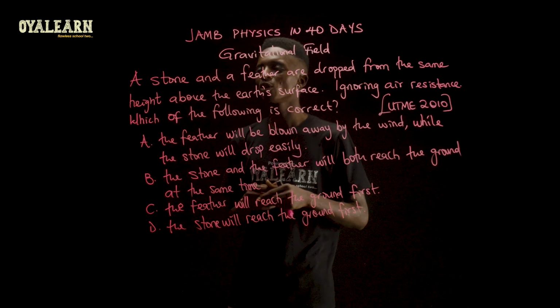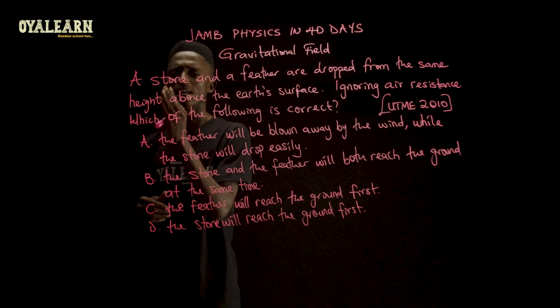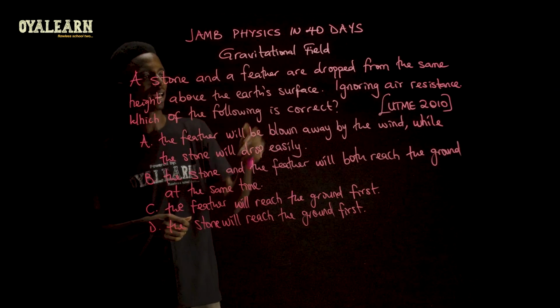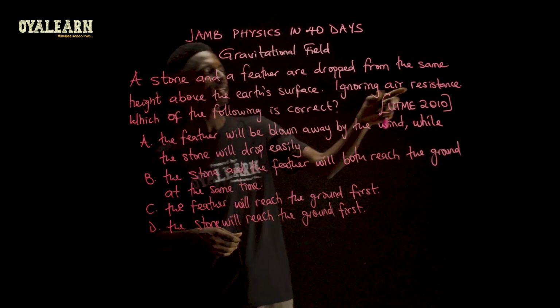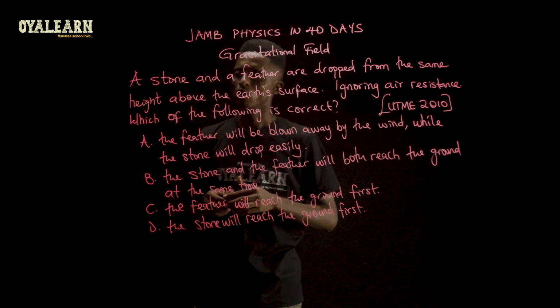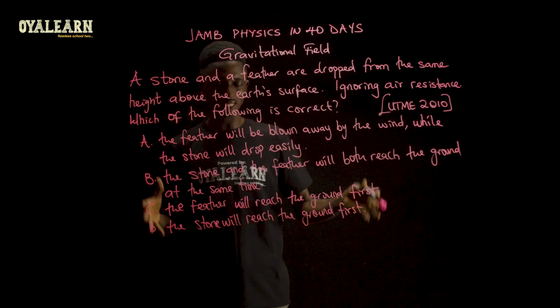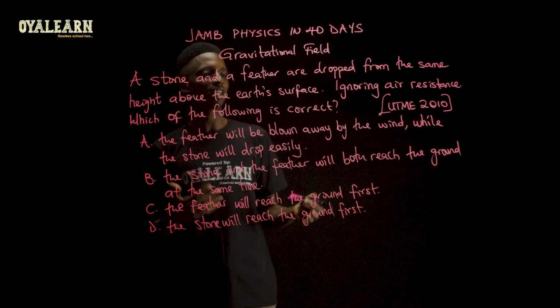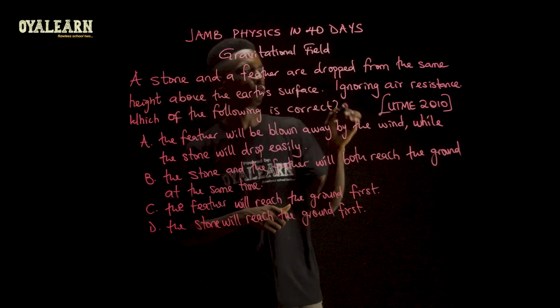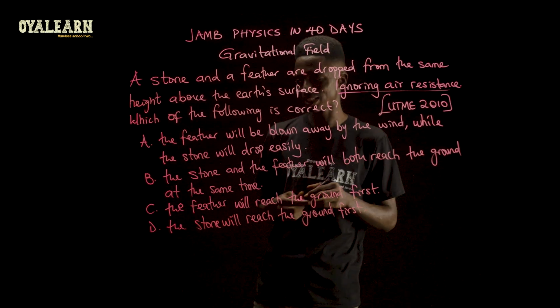This 2010 UTME question says, a stone and a feather are dropped from the same height above the Earth's surface. Ignoring air resistance, which of the following is correct? So we are asked to look at these observations here and see which one of them is correct with this statement here. And please take note, we are told to ignore air resistance.